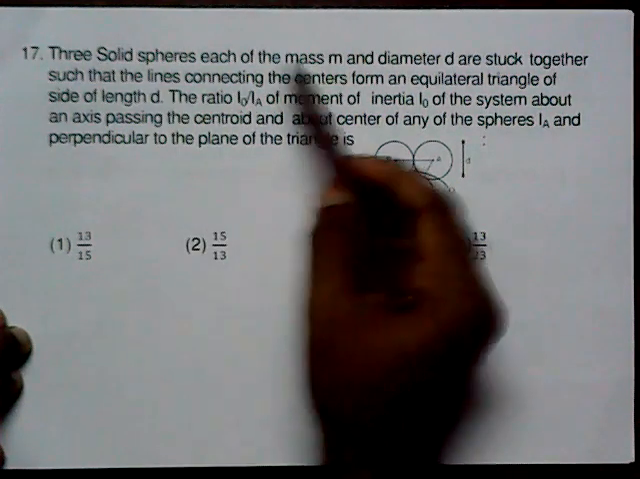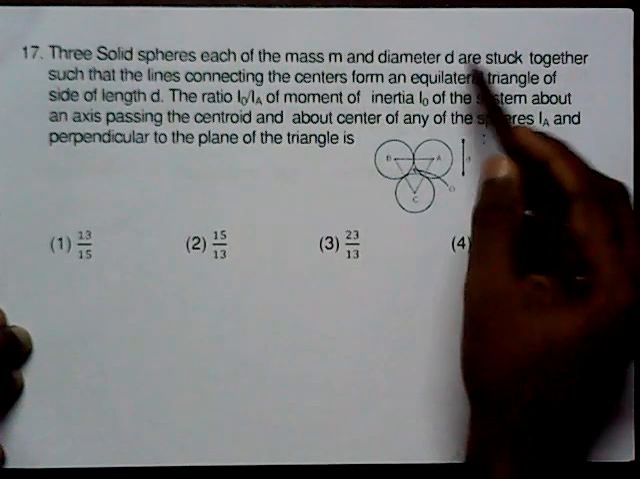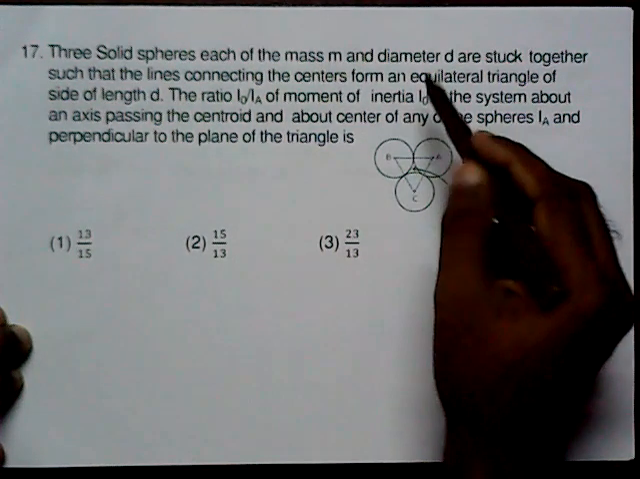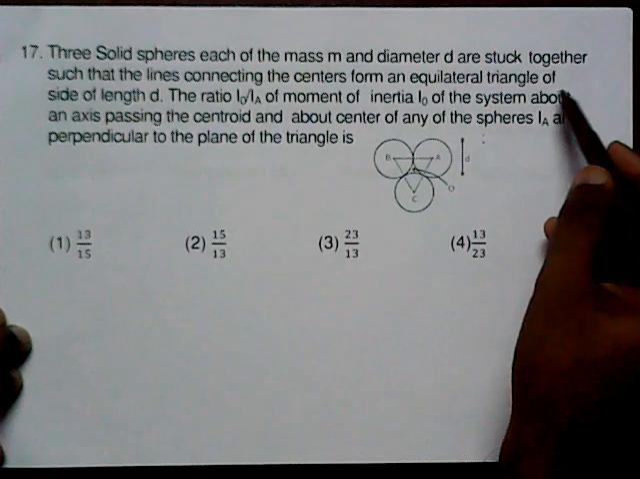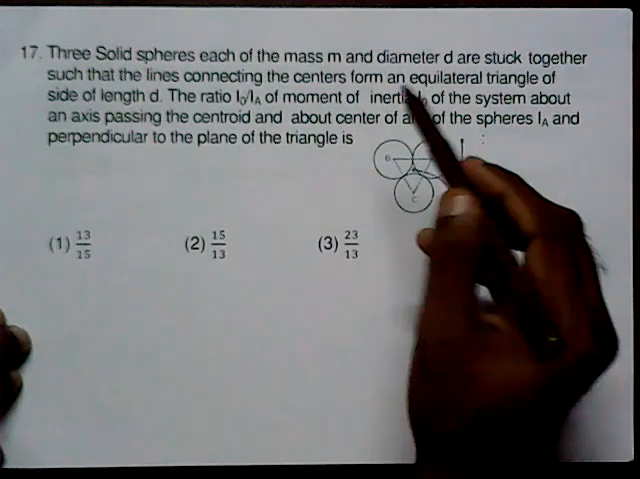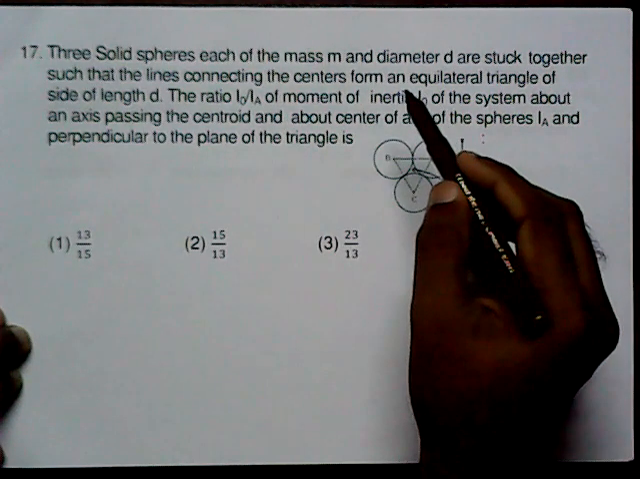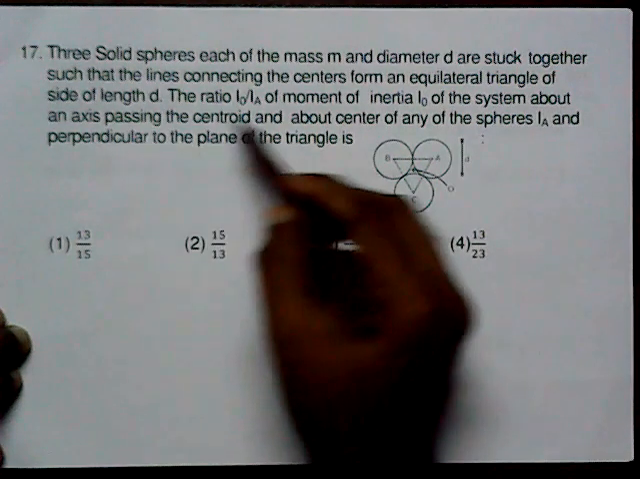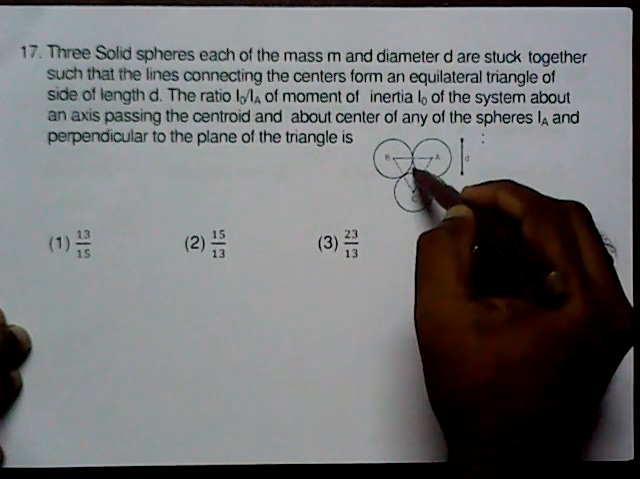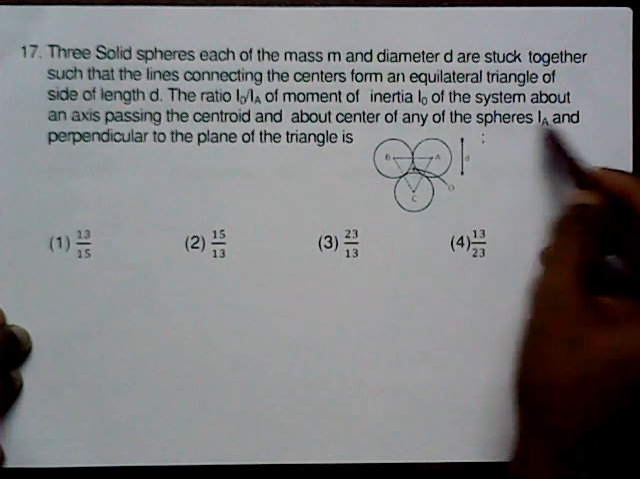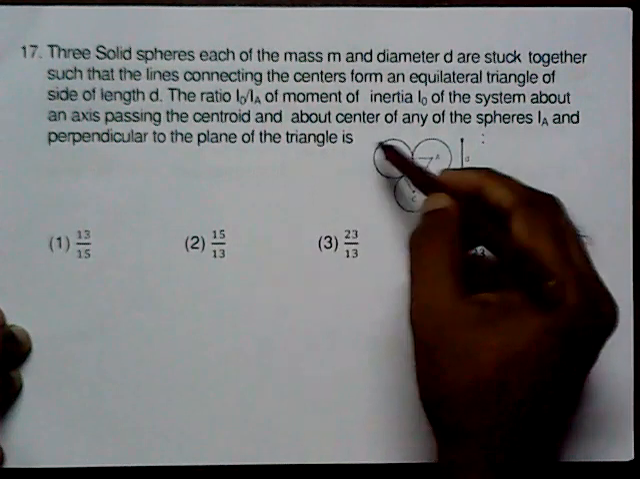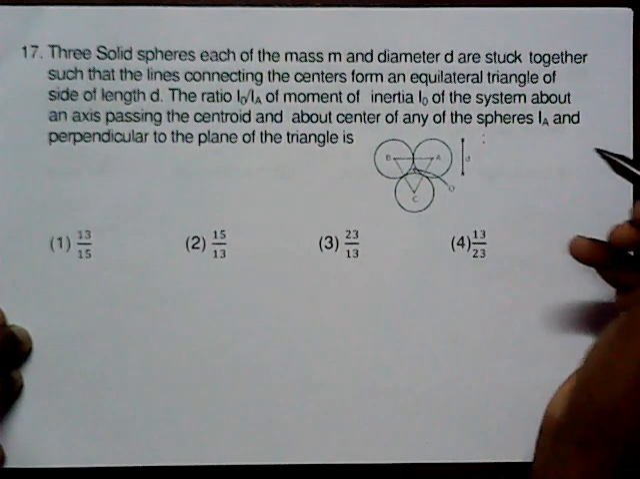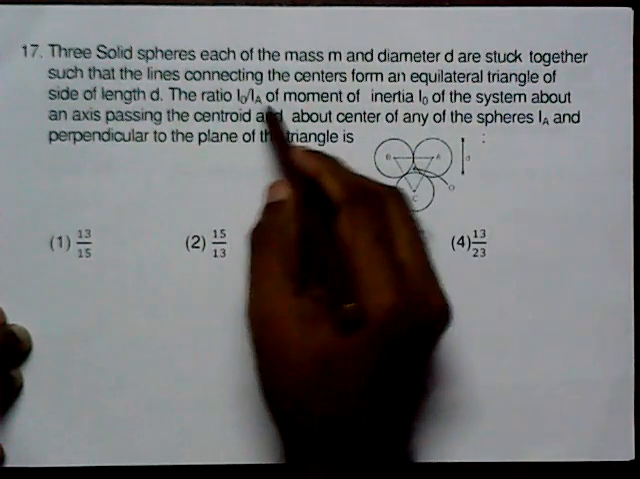Three solid spheres, each of mass m and diameter d, are stuck together such that the lines connecting the centers form an equilateral triangle of side length d. The ratio I0 by IA, the moment of inertia I0 of the system about an axis passing through the centroid, and about the center of any of the spheres IA, perpendicular to the plane of the triangle. So we have to find what is I0 by IA.